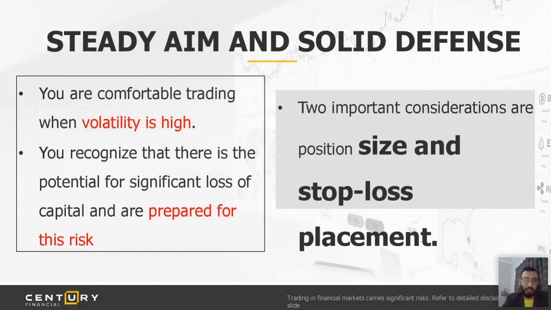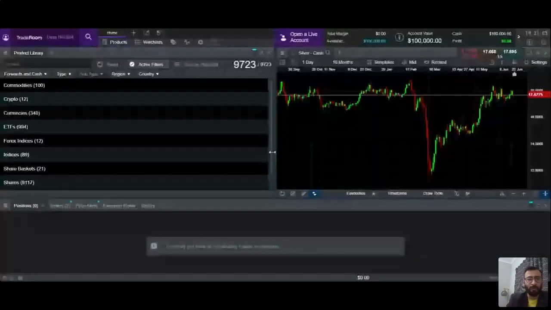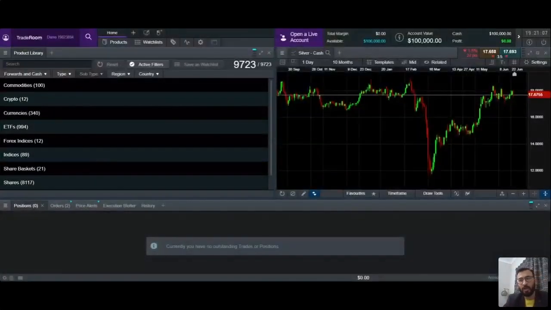One of the most important considerations is the size and the stop loss placement. Now over here, I'm going to take you to the platform to explain how the size of the trade matters. This is something very common, but I'm sure it's going to make a lot of difference when I start explaining it to you.